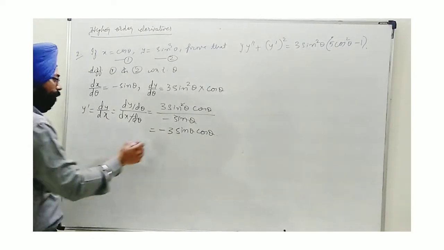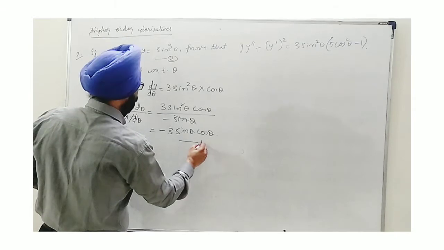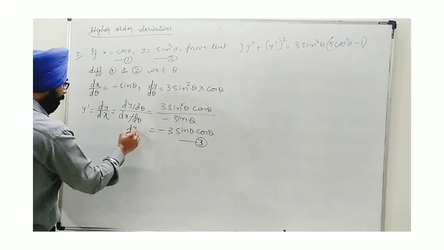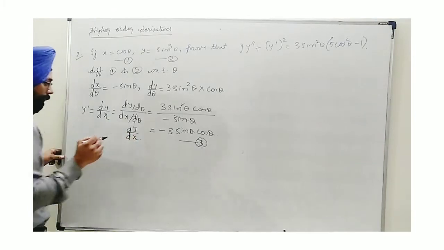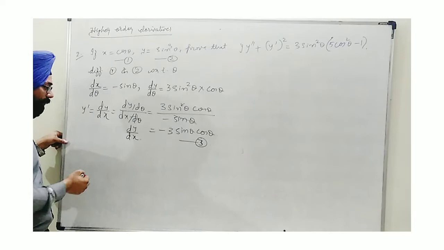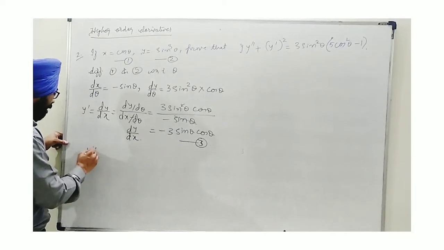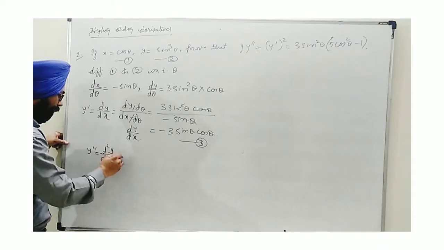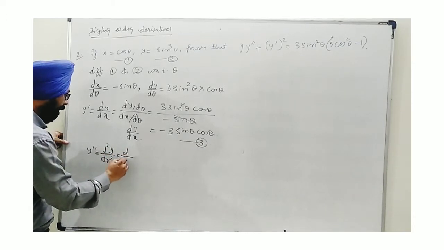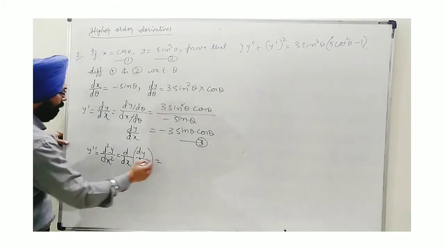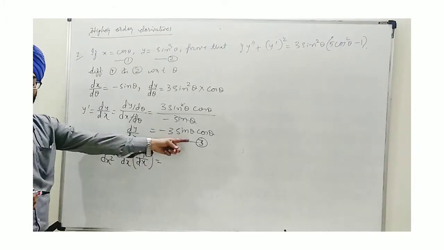Okay, so here we give it 1, 2, and now this becomes 3. Now this is the value of dy by dx. Don't forget, after this we have to be alert as it is a parametric form of function. We need y double dash, which will be d square y by dx square. Don't forget to write this is d by dx of dy by dx. And yes, we know that dy by dx we have obtained in terms of theta.